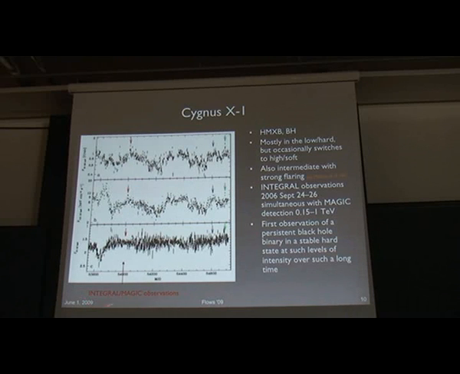So this is the light curve, and this is in Crab units here. As Stefan said, it wasn't exactly an outburst as such, but the source did brighten significantly during this event, and the red arrow shows where the MAGIC event occurred. And this was the first observation of a persistent black hole binary in a stable hard state at such levels of intensity over basically such a long time.